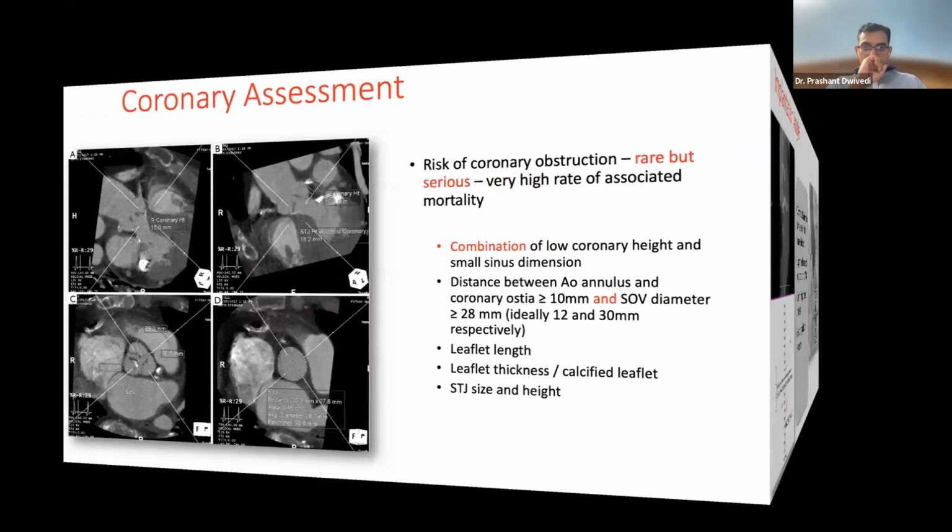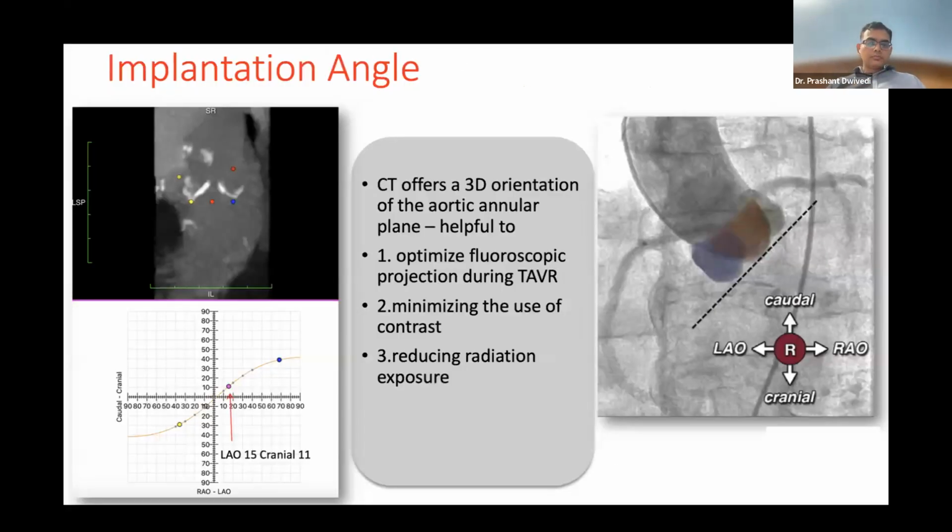Then what about the implantation angle? We usually derive an angle. As I discussed before, the three cusps, the right, left, and non-coronary cusp, are not aligned at the same level. So we need to understand where exactly all three cusps come in the same plane.